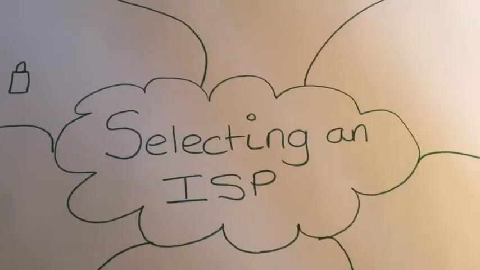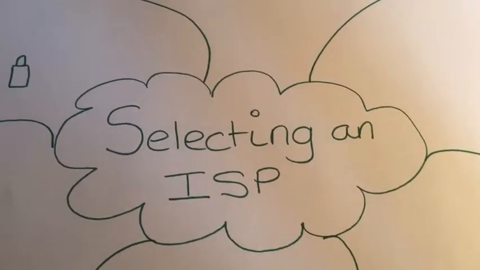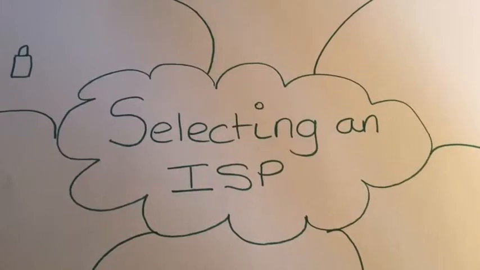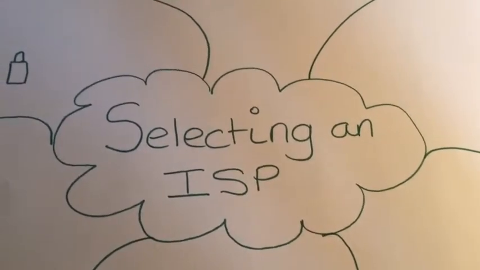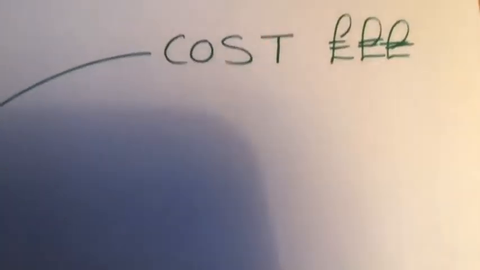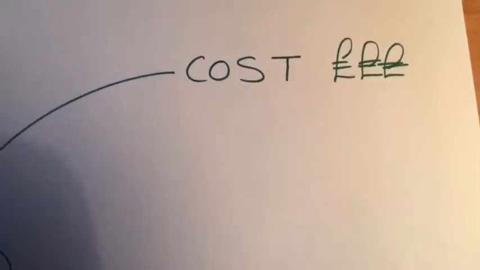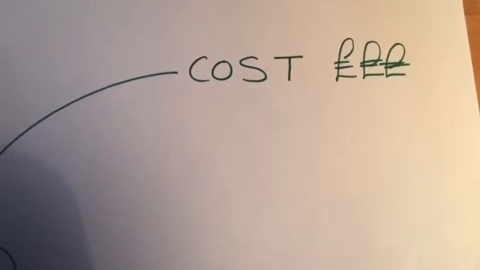Okay, so now we're going to look at the topic operating online, and the first section on that is things to consider when selecting an ISP or an internet service provider. The first one is the cost. Internet service providers charge a monthly fee, and there may even be a setup cost.